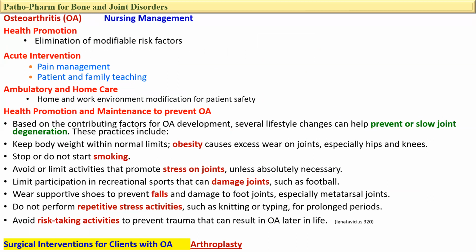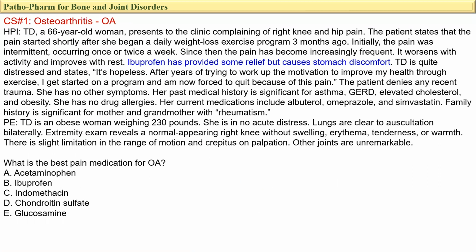Under health promotion, we have many items or concepts to include as health promotion maintenance to prevent osteoarthritis. And then the last intervention would be the surgical intervention for patients with osteoarthritis, which is arthroplasty. Arthroplasty will be covered with much more detail in adult health 3.